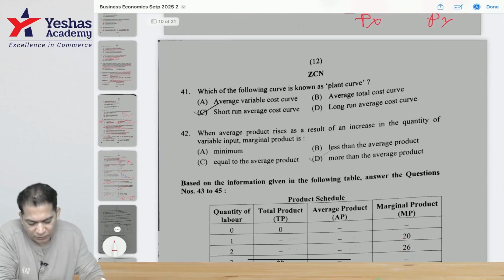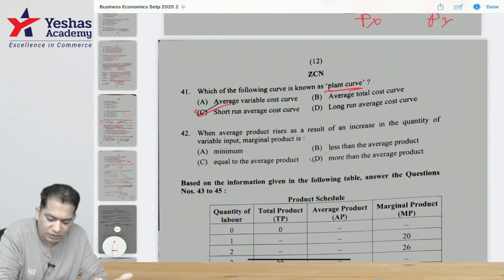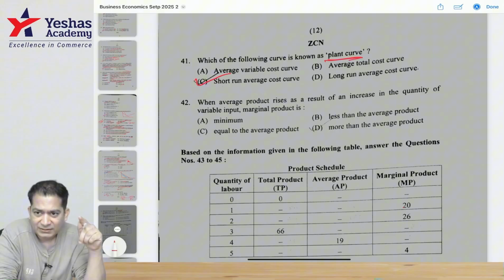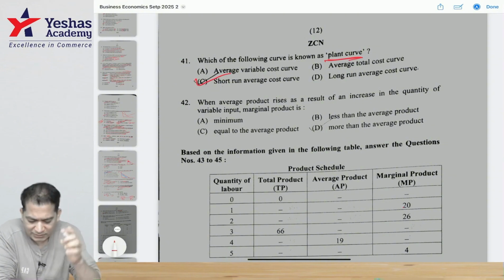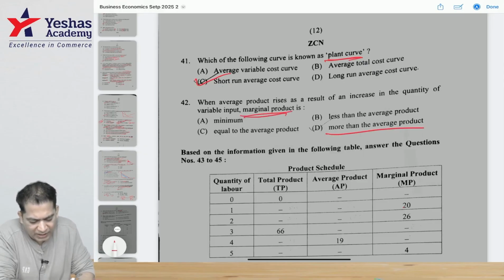Which of the following curves is also known as the planning curve? Planned curve is the short run average cost curve. Planning curve is the long run average cost curve. When average product rises as a result of an increase in the quantity of variable input, average product is rising. When the average product is rising, it means marginal product must be above the average product. So the marginal product is more than the average product.